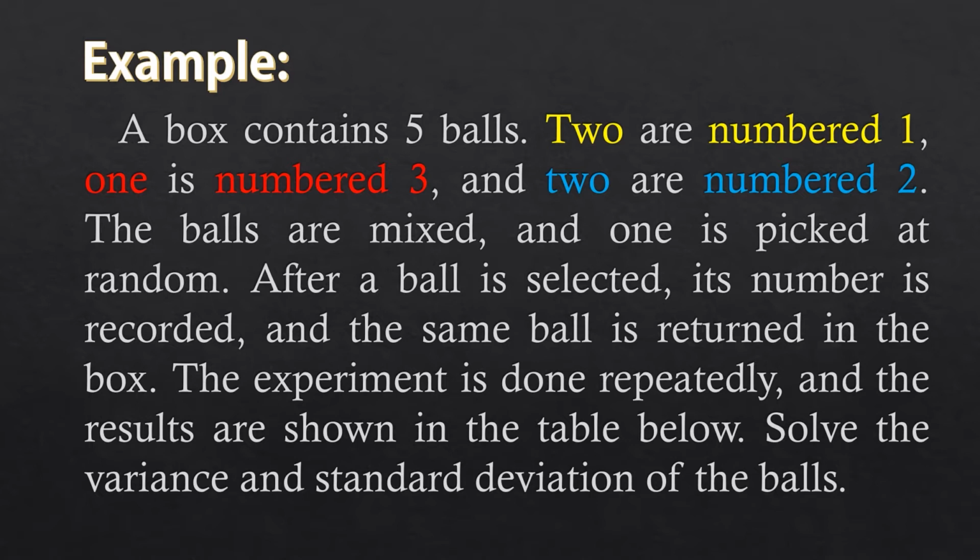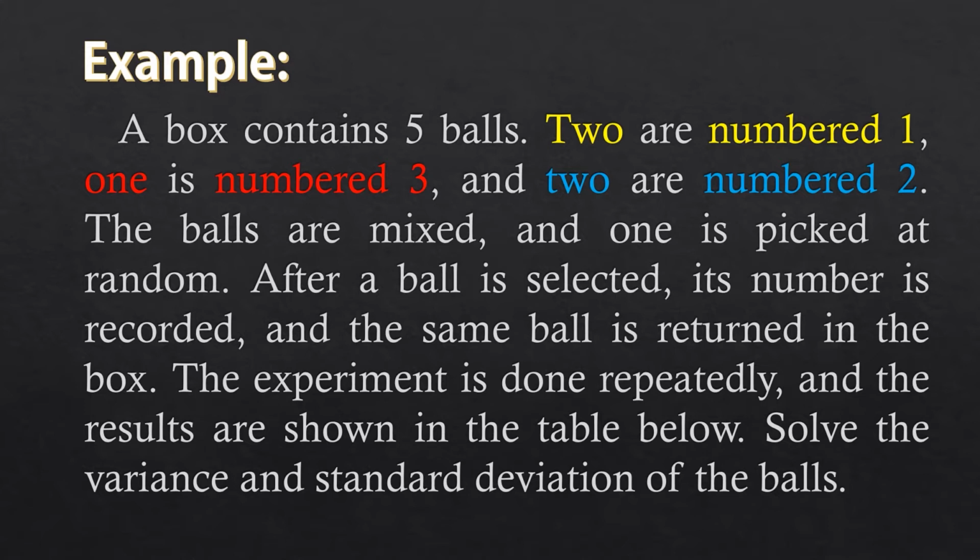So the balls are mixed. These 5 balls are mixed, and 1 is picked at random. After a ball is selected, its number is recorded, and the same ball is returned to the box. The experiment is done repeatedly, and the results are shown in the table. We'll show the table after this slide. Then we need to solve the variance and standard deviation of the balls.